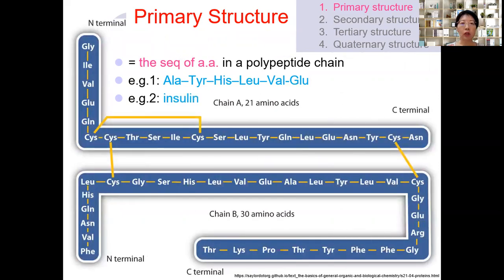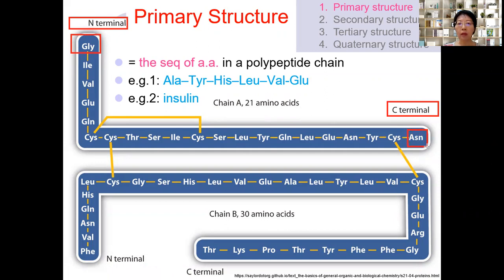Now this is an insulin molecule showing you the primary structure of insulin. So you can see the amino acid sequence shown here very clearly. Now it always starts from N-terminus as amino acid number 1. So this is N-terminus of this polypeptide chain. So this is amino acid number 1, right? This is C-terminal of this polypeptide chain. So this is the last amino acid.